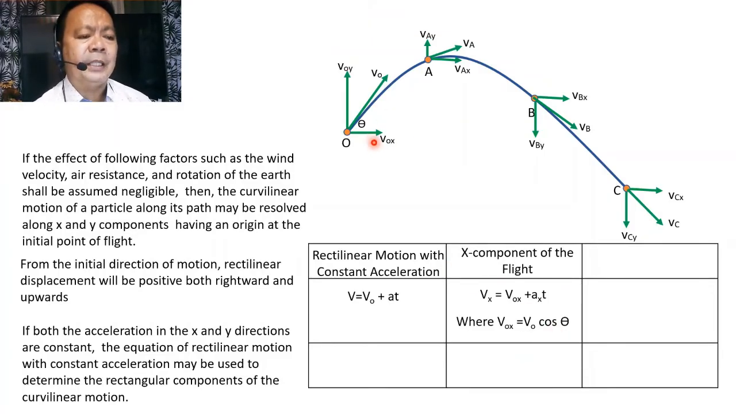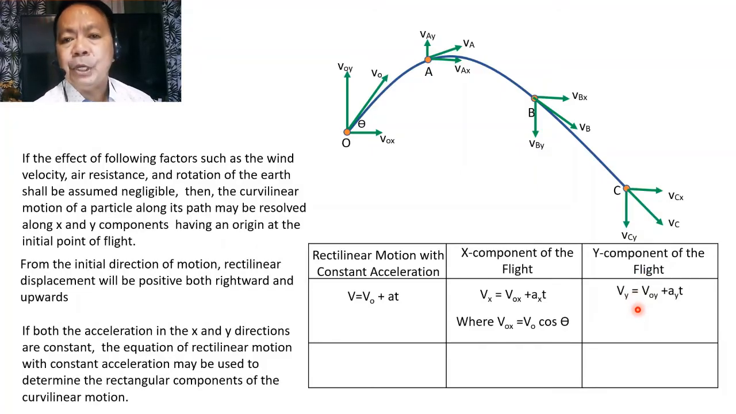Ito yung nakikita natin dito, na kung saan itong v sub ox will be the x component of v sub o, which is equal to v sub o multiplied by the cosine of this angle theta. Okay, at kung pag-uusapan naman natin ay yung kanyang y component of the curvilinear motion, yung v sub y naman natin will be equal to v sub oy plus a sub y multiplied by t, na kung saan naman ang v sub oy will be equal to the y component of this v sub o, and this is equal to v sub o multiplied by sine of the angle theta.